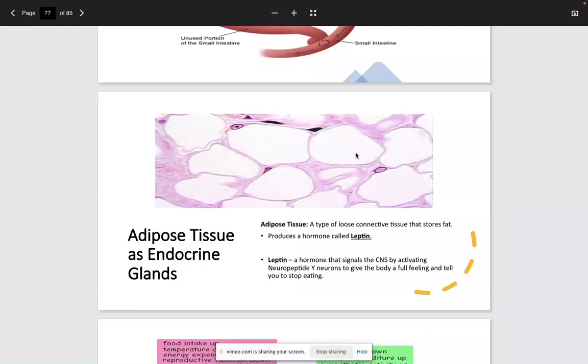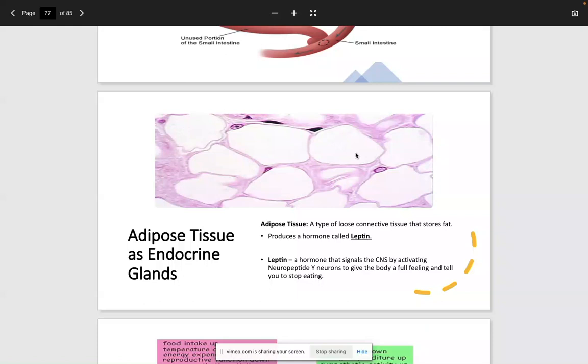Adipose tissue is a type of loose connective tissue that stores fat. It produces a hormone called leptin. Leptin promotes satiety, makes you feel full. Essentially, it's the opposite of ghrelin. Remember, ghrelin makes you feel hungry. So let's say, I'm not sure if this exists, but let's say we had a tumor that produced too much ghrelin. What would you expect to happen? There'd be a lot of weight gain, right?